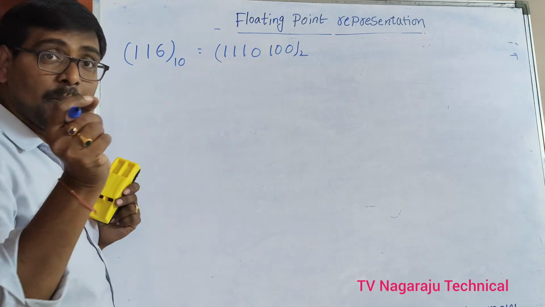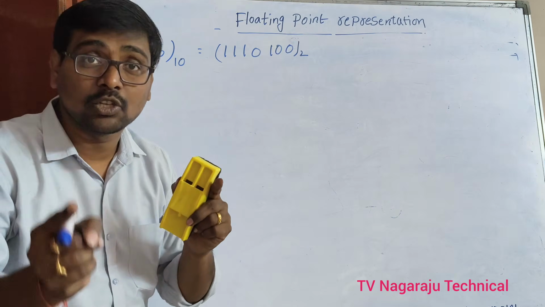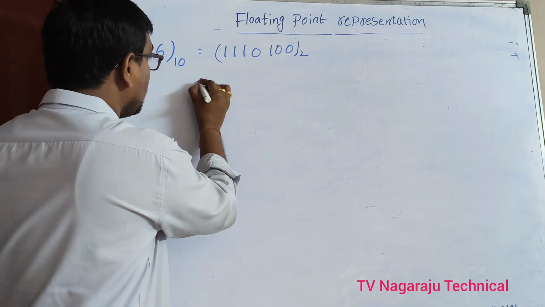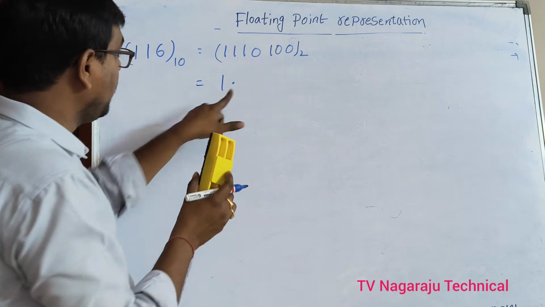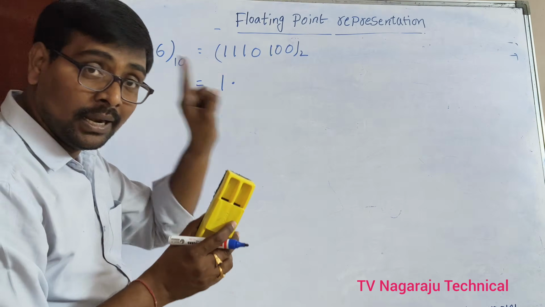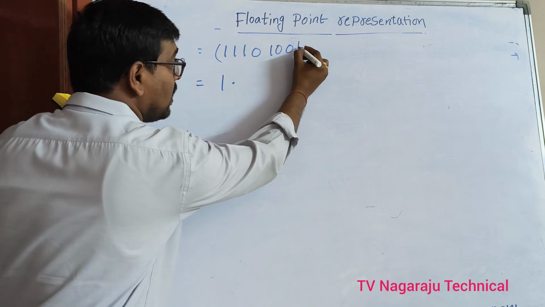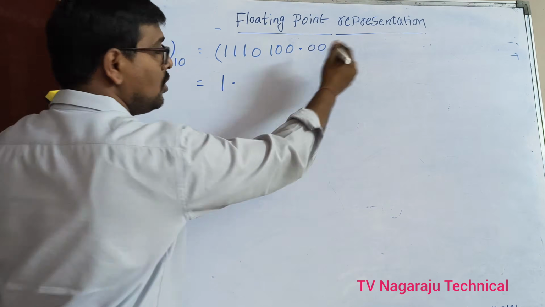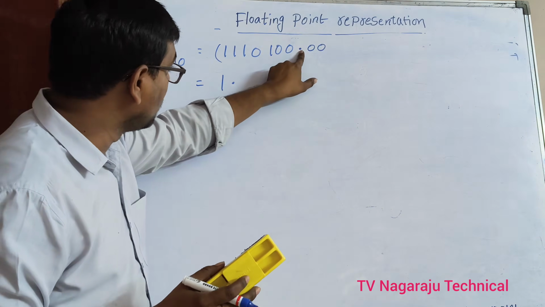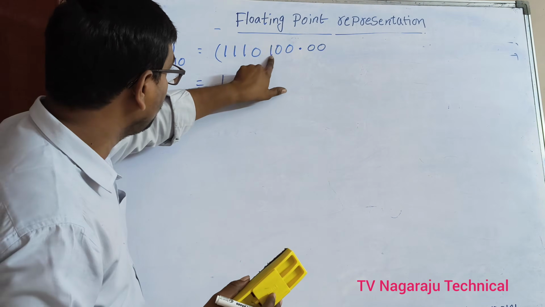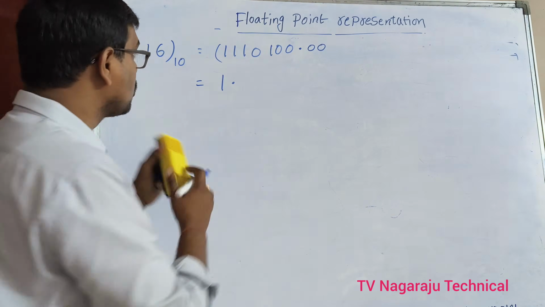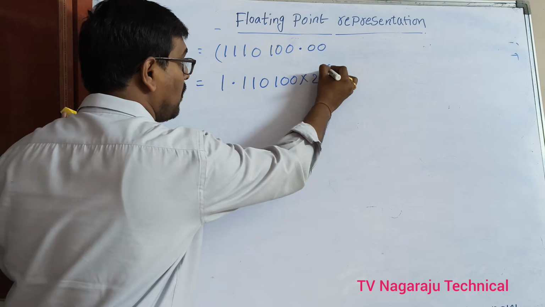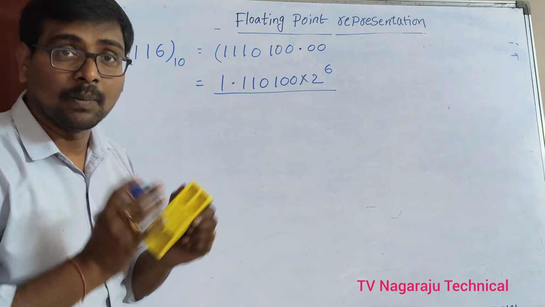Right. Now, once the binary representation is completed, what is the next step? You need to apply normalization. Normalization means that before the decimal point, you place a single non-zero digit, with all the remaining digits after it. Here the decimal point moves 6 positions to the left. If it moves 6 positions to the left, what is this value? 2 power 6. This is my normalization.